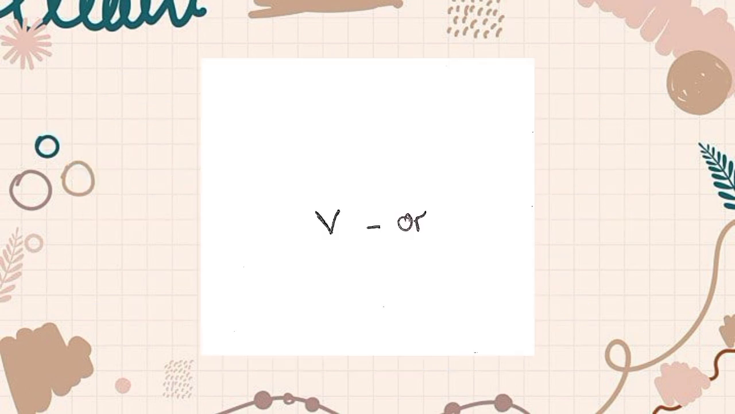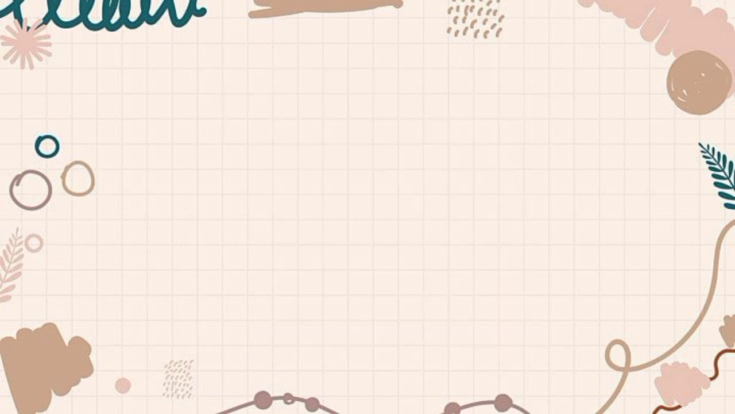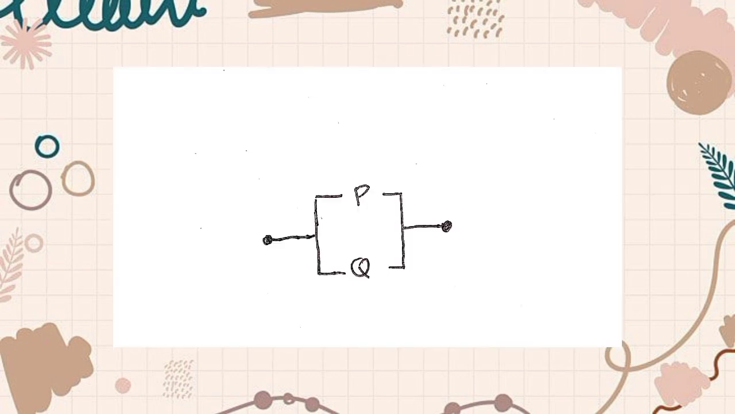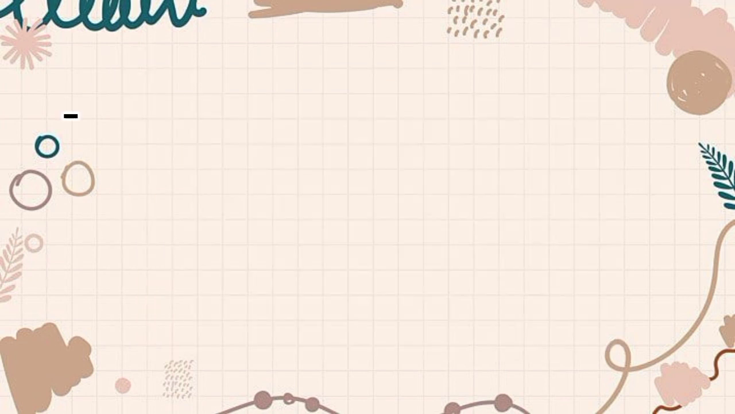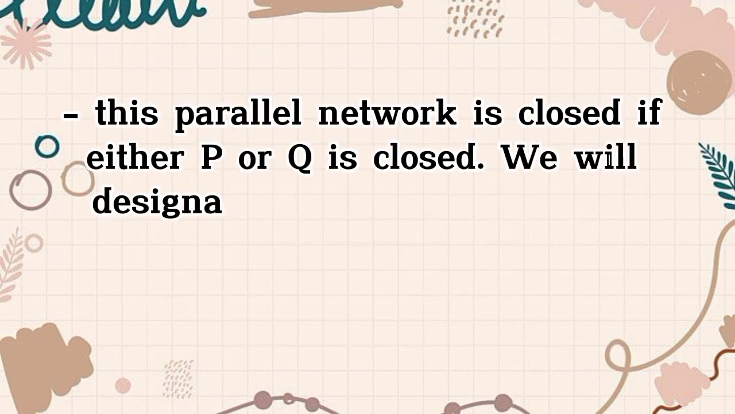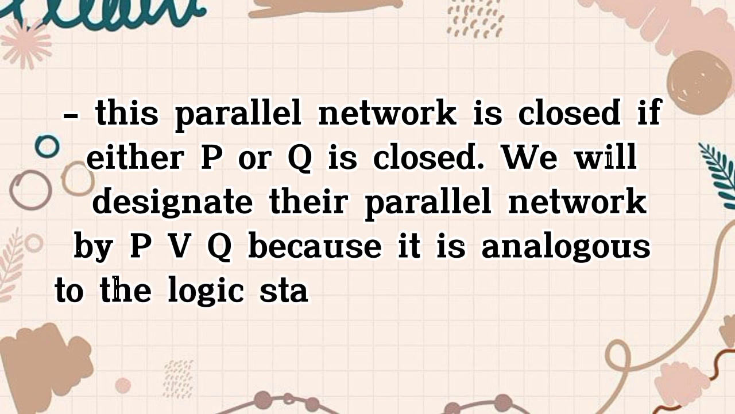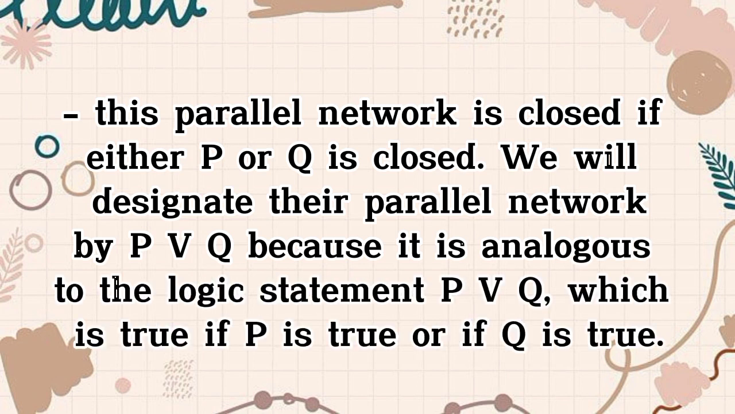For the OR, this is the symbolic form and this will be the illustration form. And this will be a parallel network. This parallel network is closed if either P or Q is closed. We will designate this parallel network by P or Q because it is analogous to the logic statement P or Q, which is true if P is true or if Q is true.